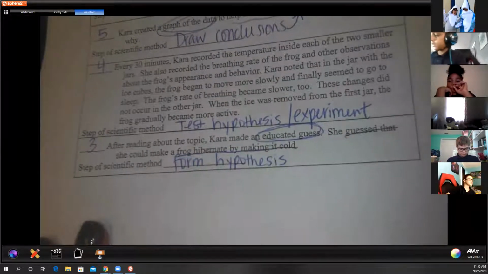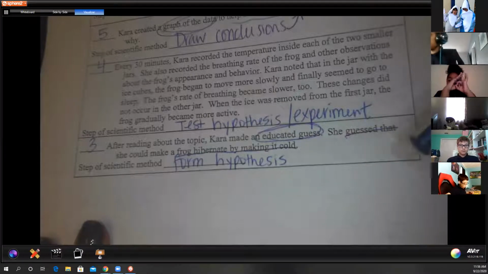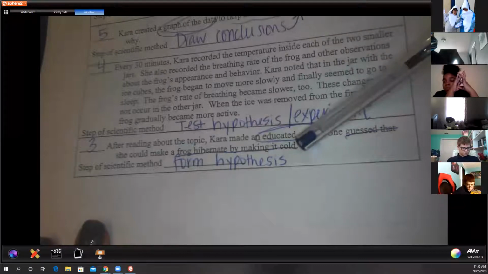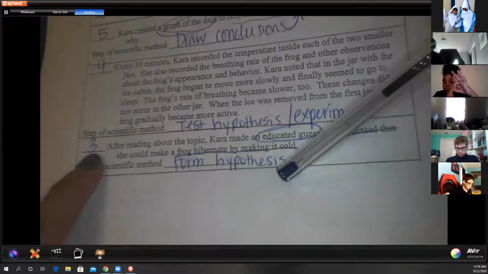After reading about the topic, Kara made an educated guess. Ding, ding, ding, keyword, right? She guessed that she could make a frog hibernate by making it cold. That's forming a hypothesis, and that's step 3 of the scientific method.